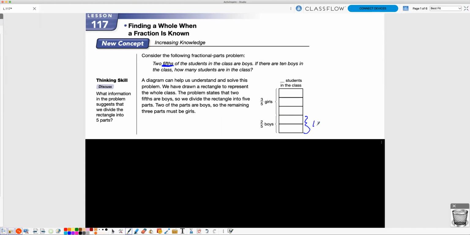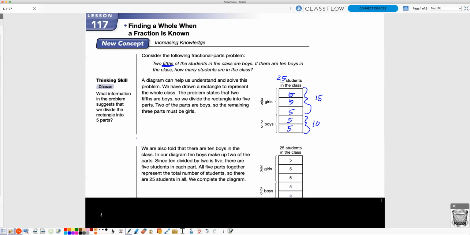These 2 parts are supposed to add up to 10 total, so 10 divided by 2 would be 5. So that means for each of these parts, we would have 5 students. And now we can see how many girls there are in the class. There would be 15 girls. And we also know how many total students would be in the class. There would be 25 students in the whole.